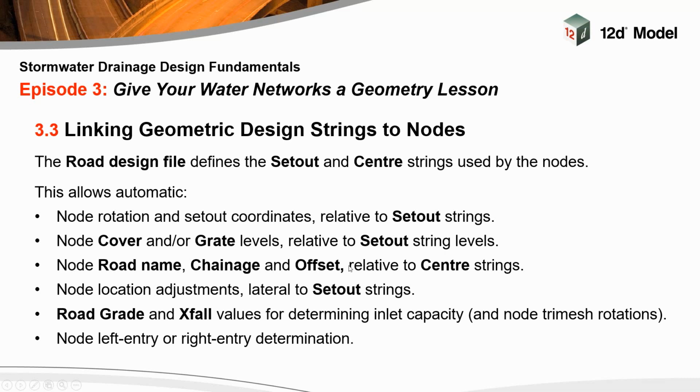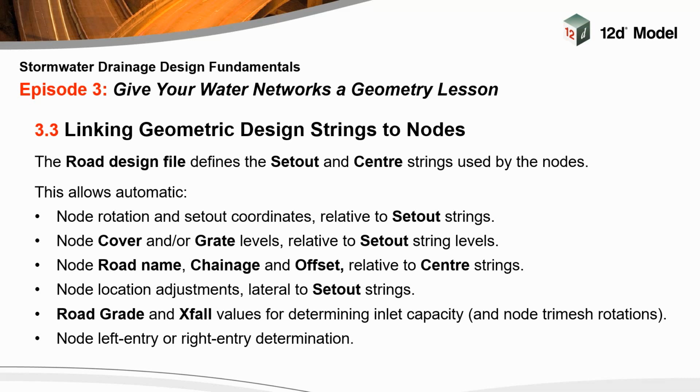We can establish the chainage and offset on each individual road and allocate a road name to each node relative to the center strings we give it. This is the big one, the node location adjustments. We can adjust the location of our nodes lateral to the set out strings. Once we know where the road is, we can laterally adjust all our nodes to be exactly where we need them to be.